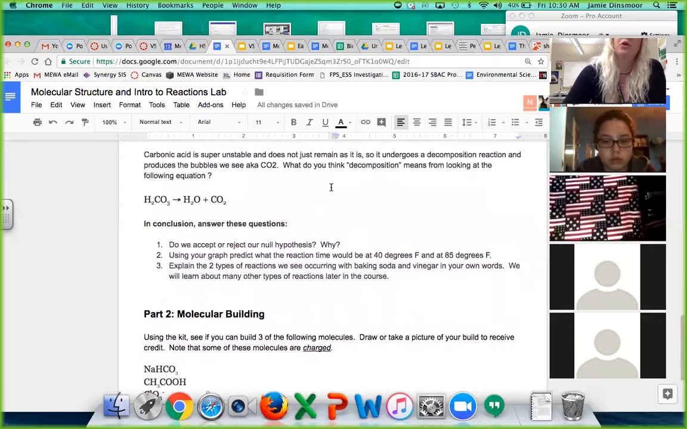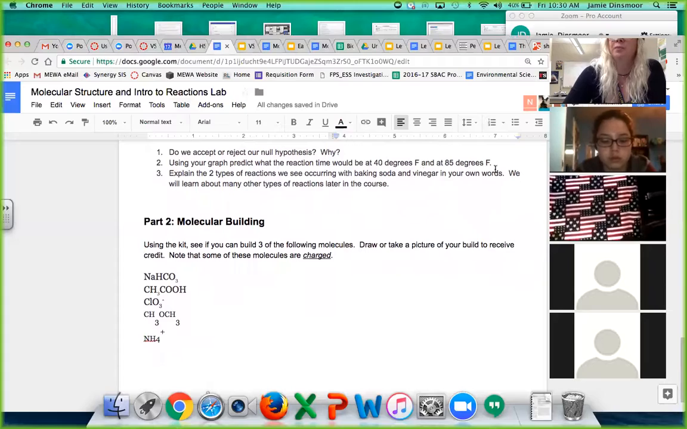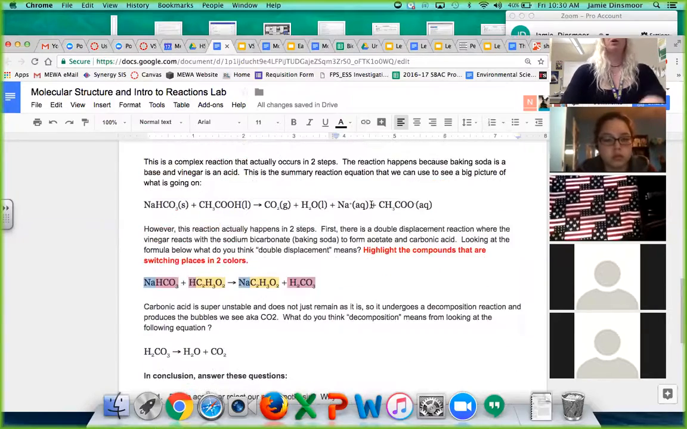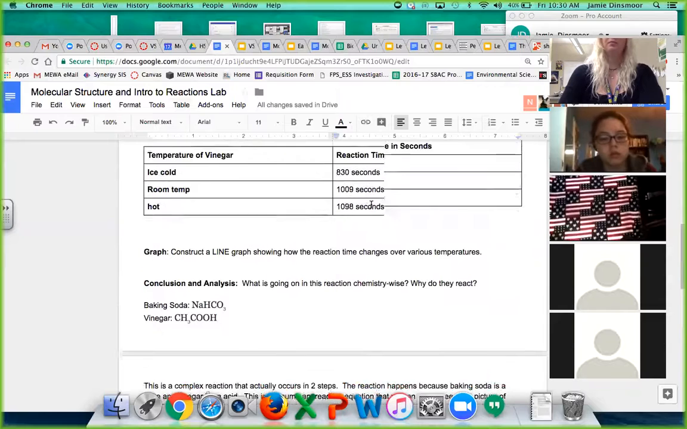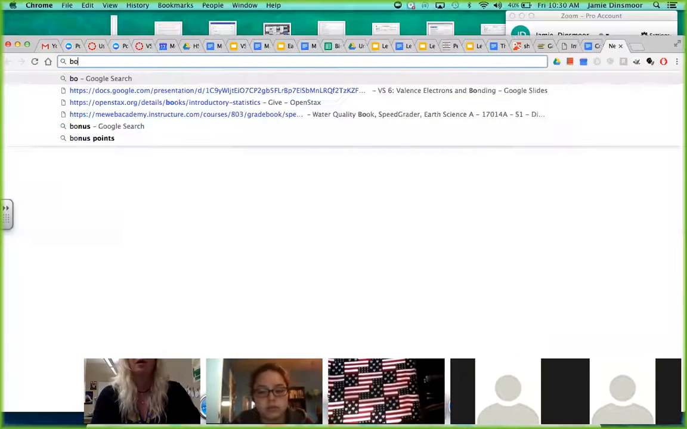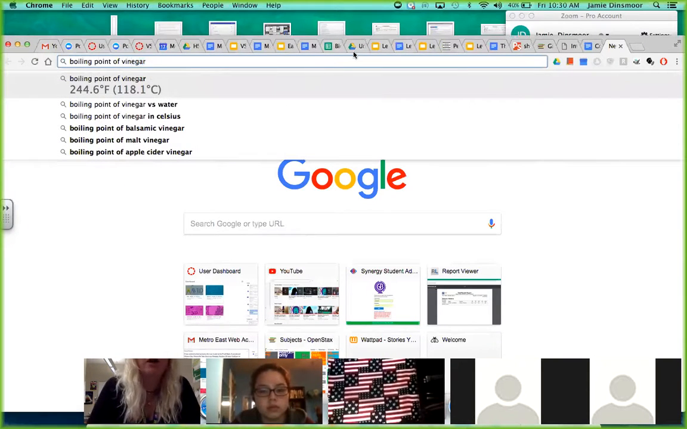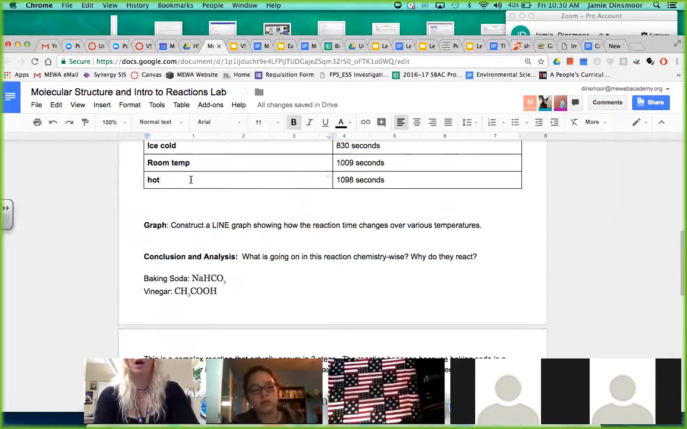You're going to graph the results on a line graph, and you're going to use your graph to predict two temperatures, right? By the way, our temperatures we're going to approximate here, but let me see what the boiling point of vinegar actually is, and the freezing point. So boiling point of vinegar is 244 degrees. It definitely was not that hot because it sat for a few seconds. So we'll say that the hot vinegar was around 180 degrees. I'm going to approximate here.